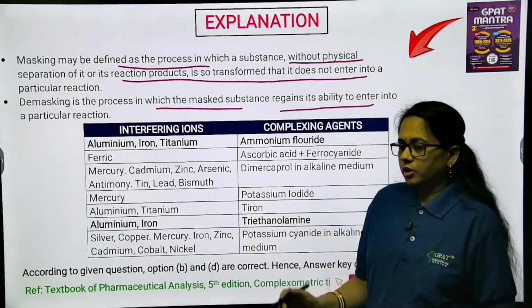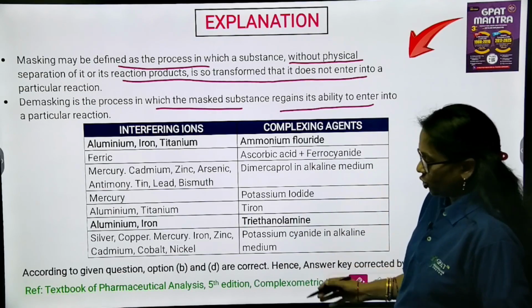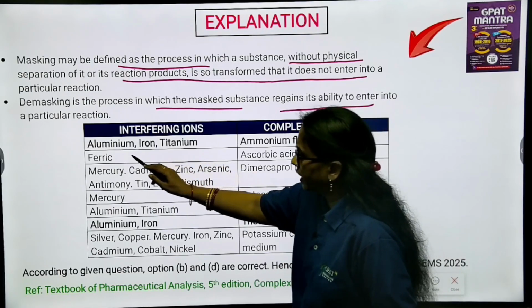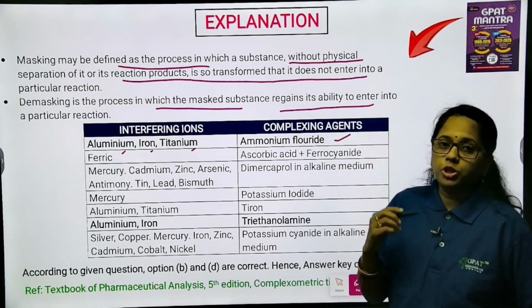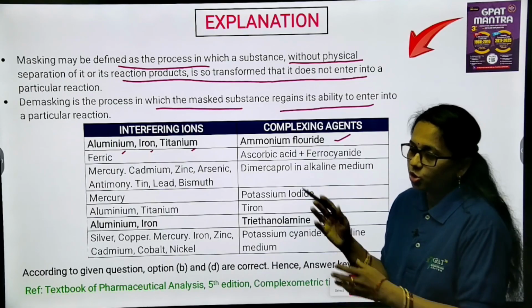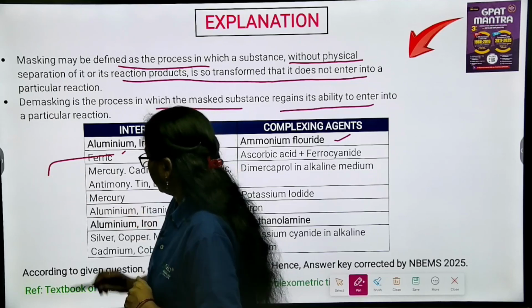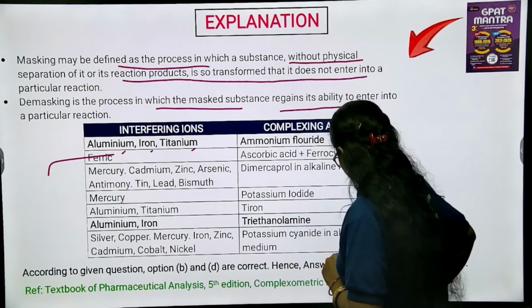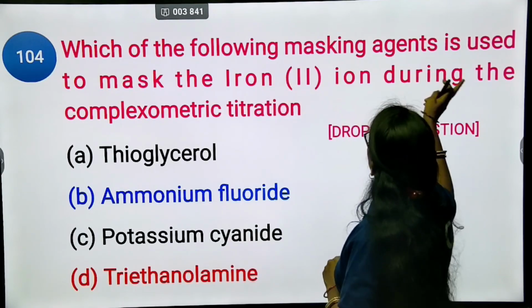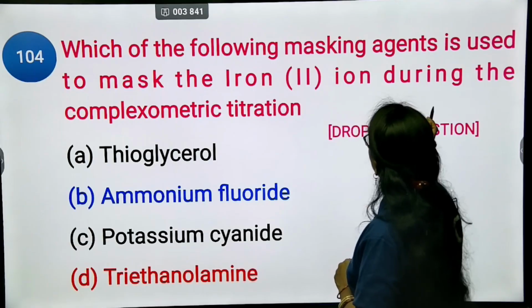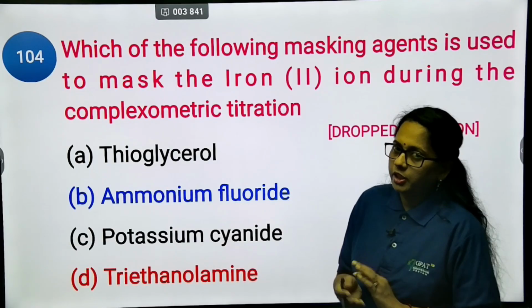Now let us see what are the interfering ions and how we are going to use the different masking agents for that. If your sample contains aluminum, iron and titanium, then ammonium fluoride is going to be used as a masking agent. In the question they have asked about iron, which of the following masking agents is used to mask the iron ion during the complexometric titration? So we can say that ammonium fluoride is going to be the right answer.